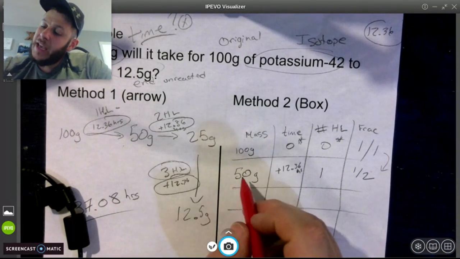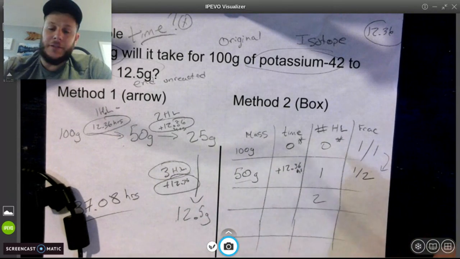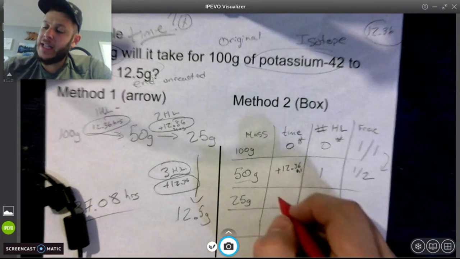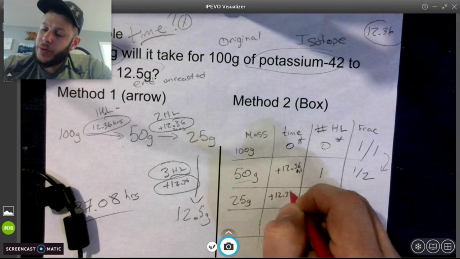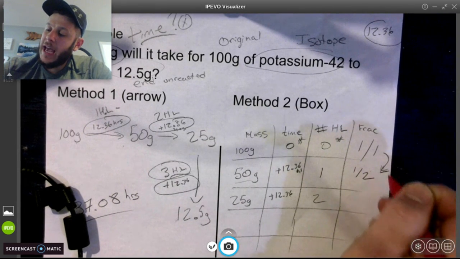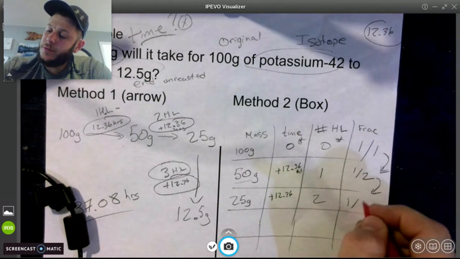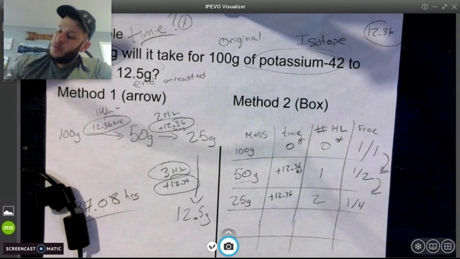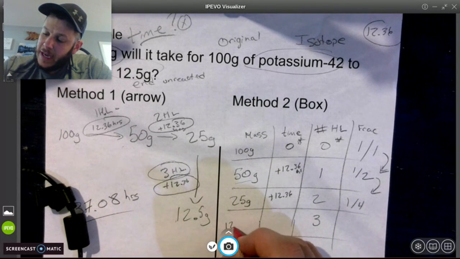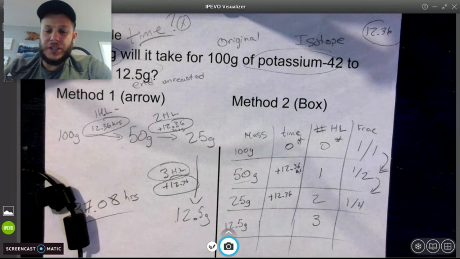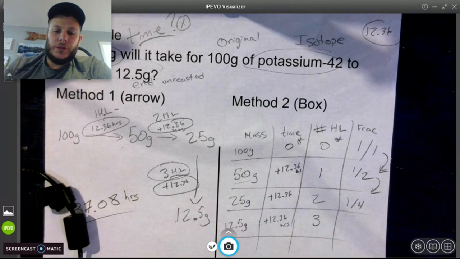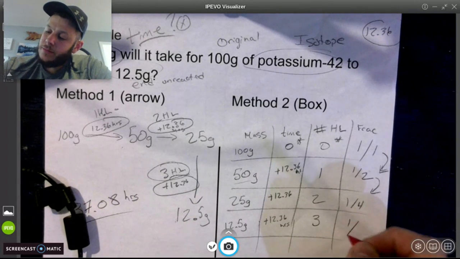I go again. After the first half-life, I go to the second half-life. 50 grams has now decayed into 25 grams. How long did that take? Another 12.36 hours. What's the fraction left over? Well, if I cut 1 in half, it's a half. If I cut a half in half, it's a quarter. I do it again. What happens if I go through a third half-life? I go from 25 to 12.5. How much time did that take? Another 12.36 hours. What's the fraction? Now it's 1 over 8.